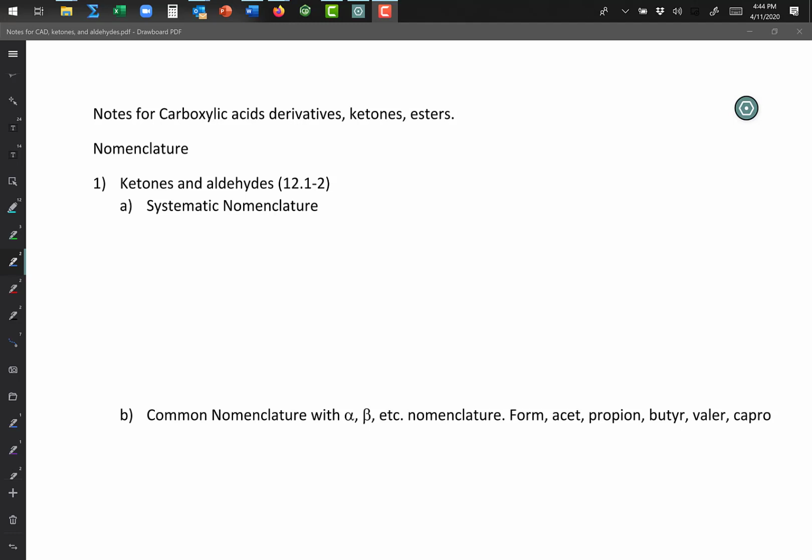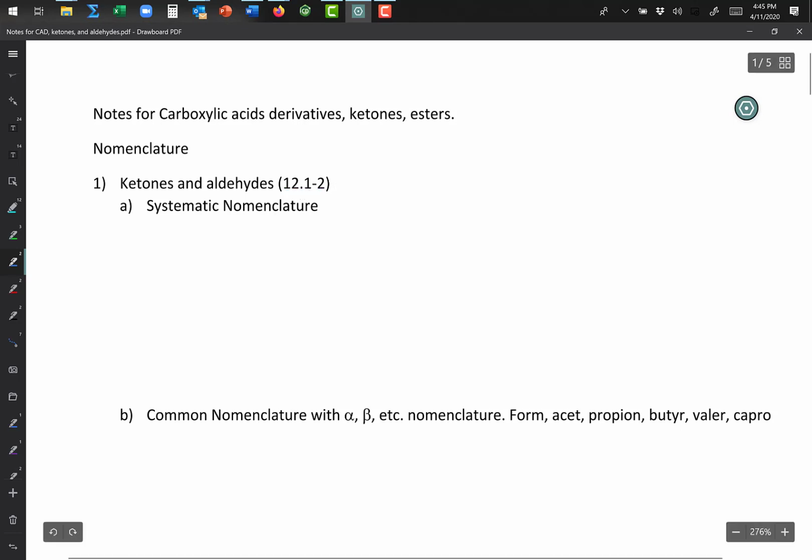And then I'm also going to include a little bit of material that I think is also important for you to know, based just on some general organic chemistry stuff about aldehydes, ketones, and carboxylic acids. So let's get started. We're going to start with ketones and aldehydes. Now, when you do the homework, look at the homework in the sections that are listed. So this is listed as chapter 12, right? Sections 1 and 2, and that's what you'll do your homework based on.